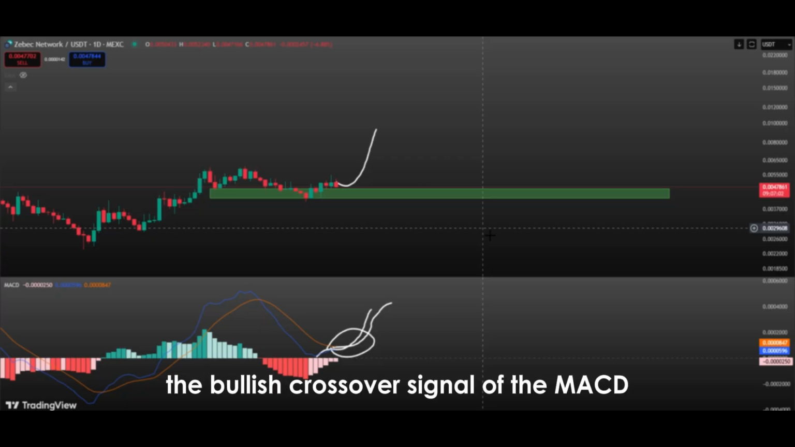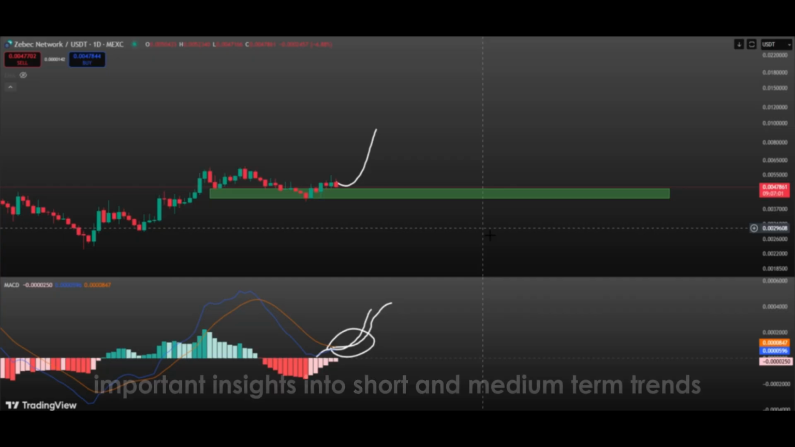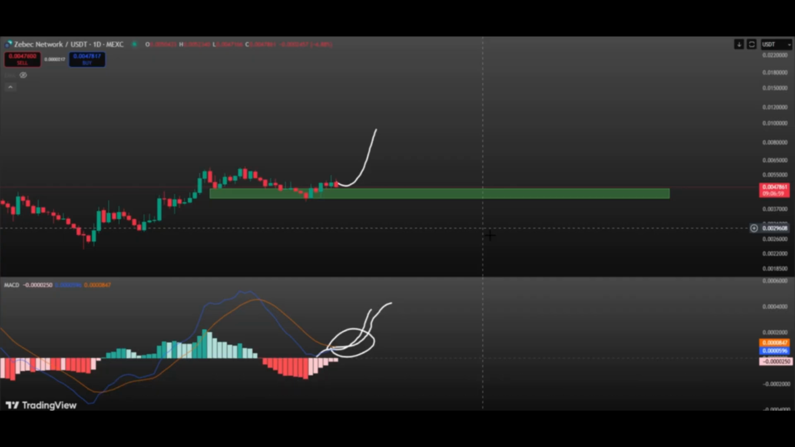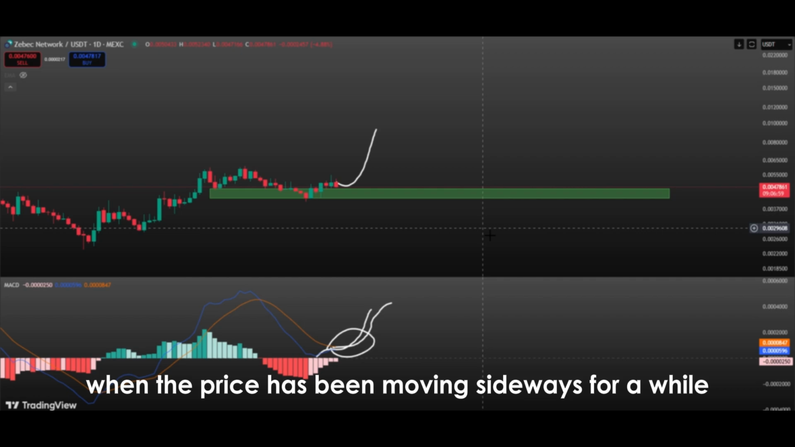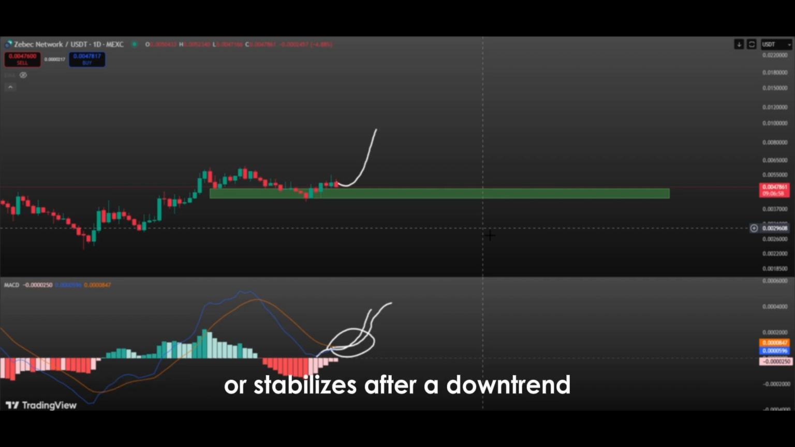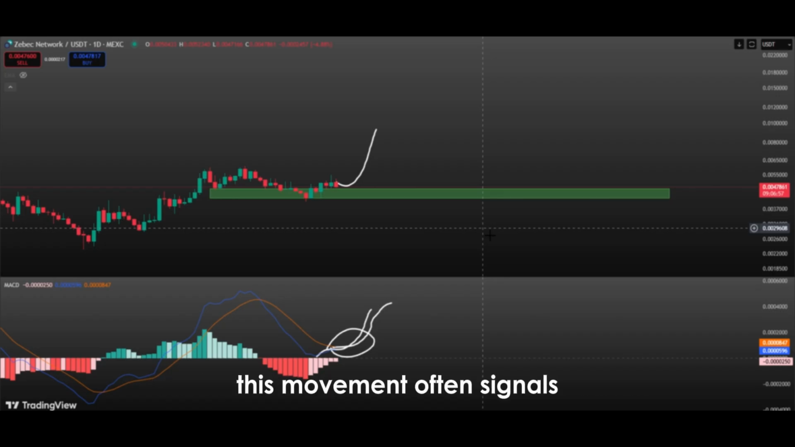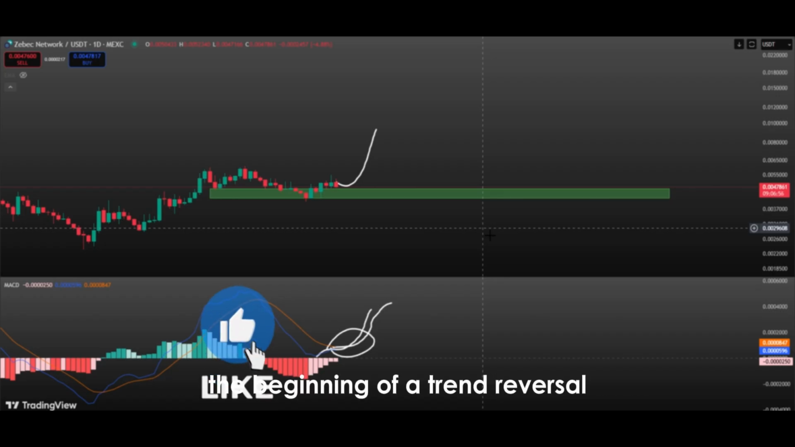The bullish crossover signal of the MACD provides important insights into short and medium-term trends of price movements. When the price has been moving sideways for a while or stabilizes after a downtrend and the MACD performs a bullish crossover, this movement often signals the beginning of a trend reversal.